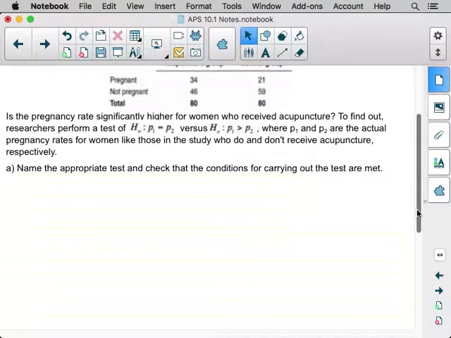Is the pregnancy rate significantly higher for women who received acupuncture? To find out, researchers perform a test of either the two proportions equal each other, so the rate of pregnancy is the same, or p1 is greater than p2, where p1 and p2 are the actual rates of pregnancy for those in the study who do and don't receive acupuncture. Name the appropriate test and check that the conditions for the test are met. All right. So here, we're not actually doing the full 4-step process. Aren't we literally just following whatever prompt they give us at any given point, right? So here, name the test. Well, what kind of name would we give this thing?